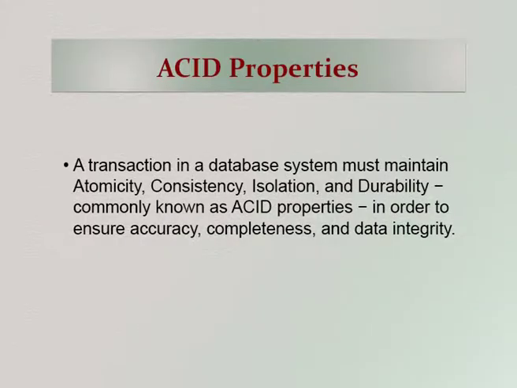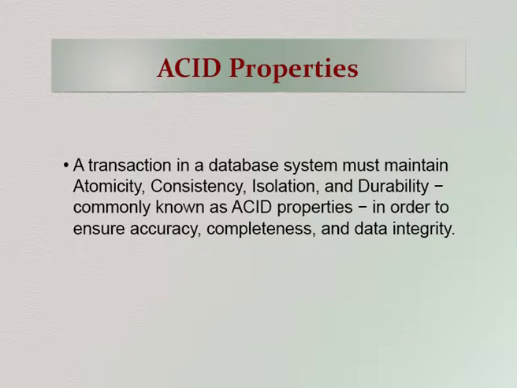Then each and every transaction in the database system must maintain some properties. Those properties are called ACID properties. ACID stands for atomicity, consistency, isolation and durability. Commonly these four terms are clubbed together and shortened to ACID properties. In order to ensure accuracy, completeness, integrity and consistency, these properties need to be defined on any transaction.